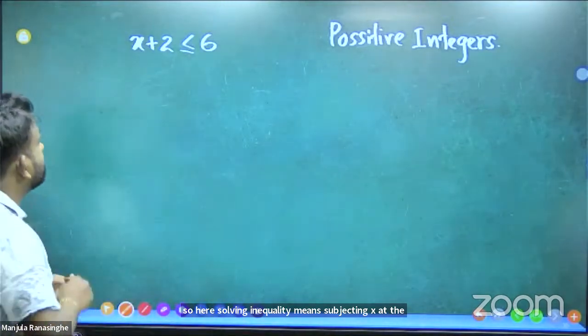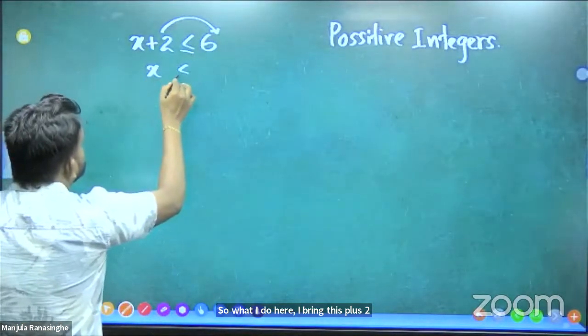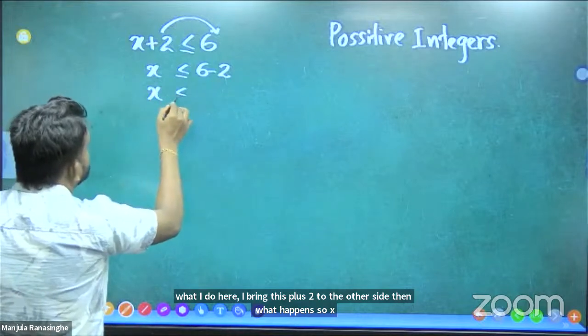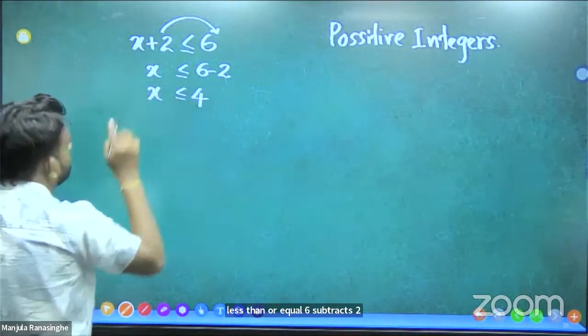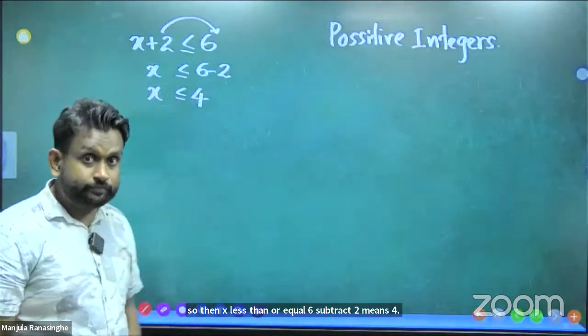So what I do here, I bring this plus 2 to the other side, then what happens? So x less than or equal to 6 minus 2. So then x less than or equal to 6 minus 2 means 4. So x is less than or equal to 4.